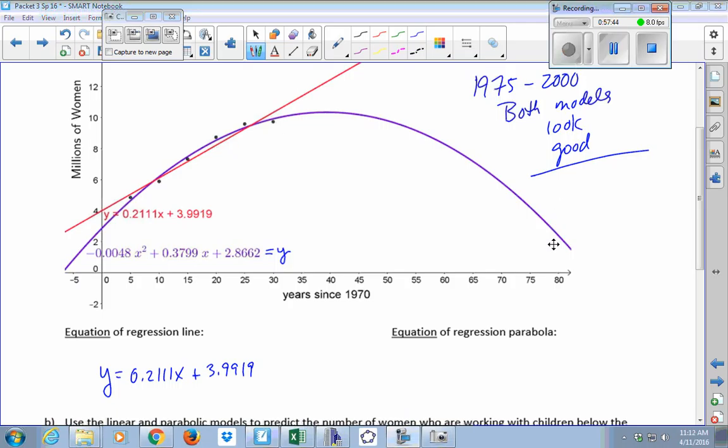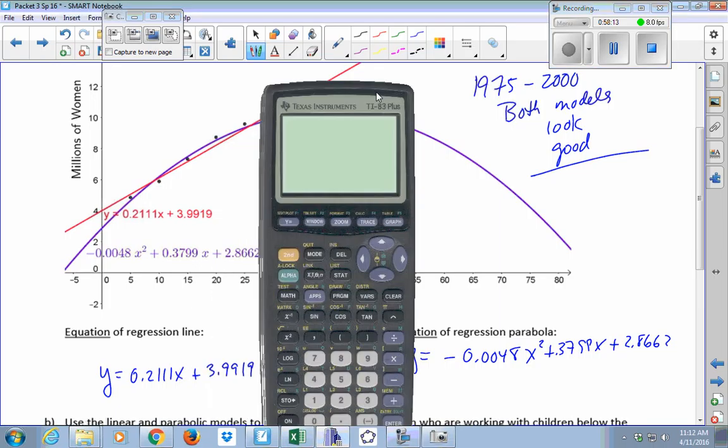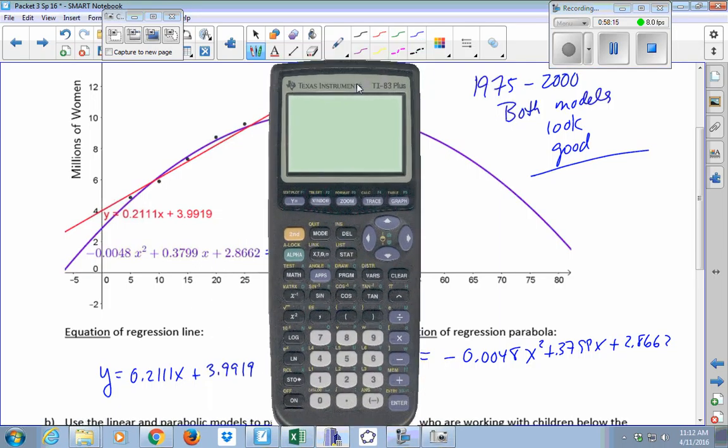So the equation for our regression parabola is negative 0.0048x squared plus 3.3799x plus 2.8662. So they're given to you. You didn't have to put them in a calculator and get them yourself. So that saves you a lot of work. That's what I just went through with the calculator. Remember I just showed you? Yeah, by GeoGebra.